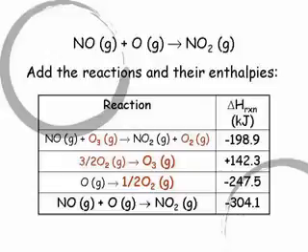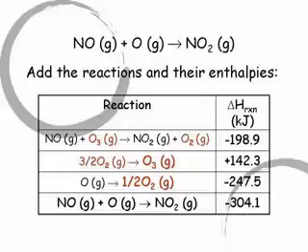So we're able to add what's left over so that we get NO plus O yields NO2, and that is the same as the reaction that we were interested in. So we've added those correctly. We then just need to add the heats of reaction. So we add those together, negative 198.9 plus positive 142.3 plus negative 247.5, and we get an overall enthalpy of reaction of negative 304.1 kilojoules.